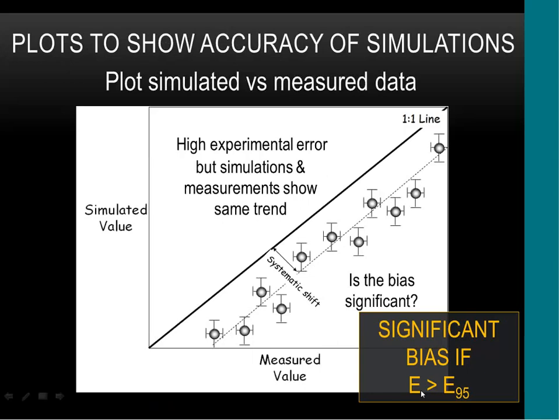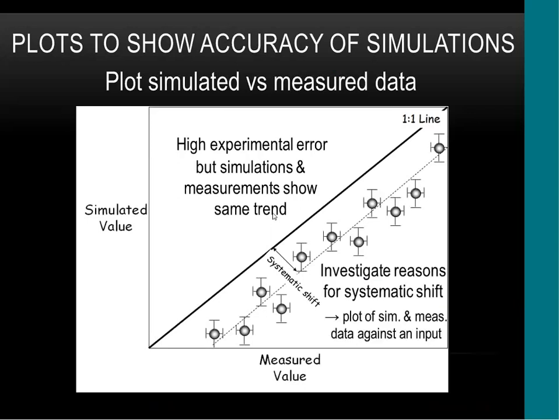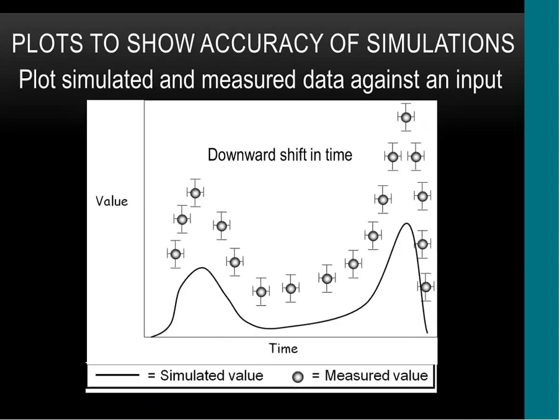So there's significant bias if E is greater than E95, and that's showing a systematic shift. In this case, it's below the line, but that could equally be above the line, and that's telling us where we've got a systematic bias within the model.